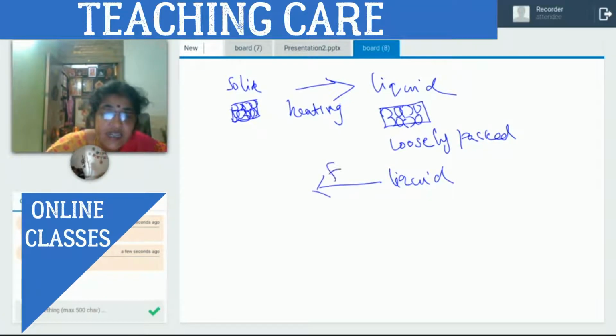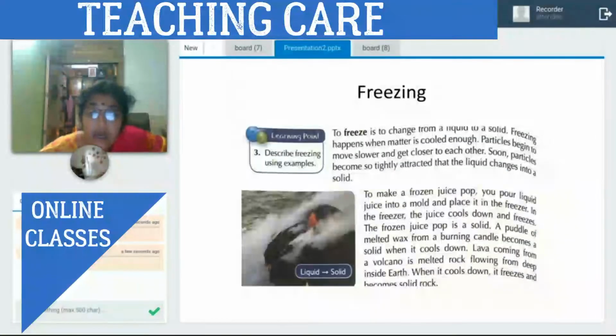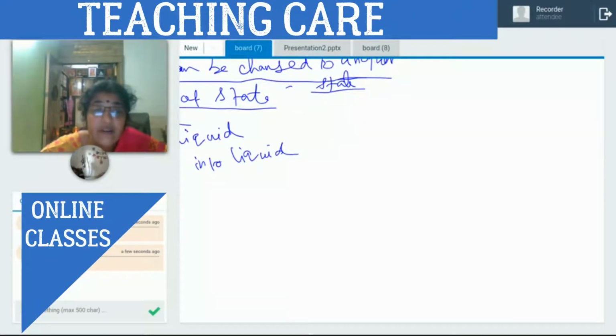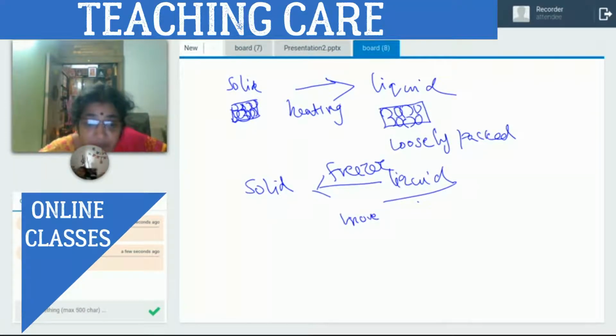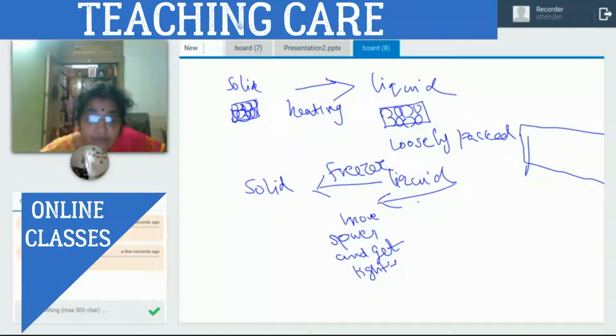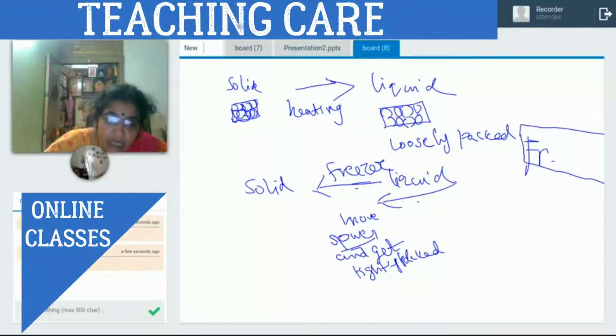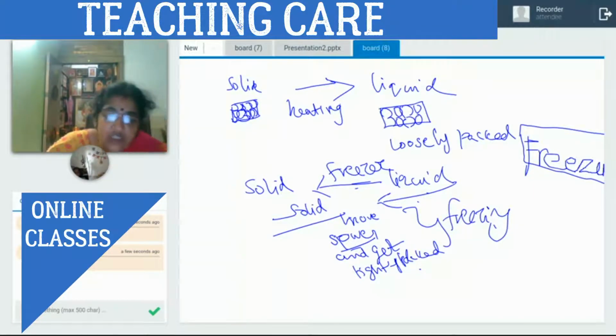Now, when you keep this liquid in a freezer, what will happen? The liquid particles will move slower and get closer to each other. They will freeze. That is called freezing. During freezing, the particles move slower and get tightly packed. That process is called freezing. At that time, that liquid will change into solid, right?